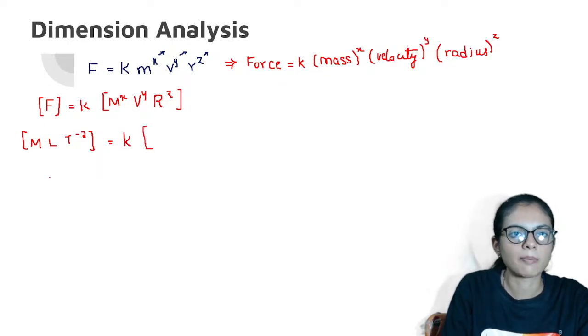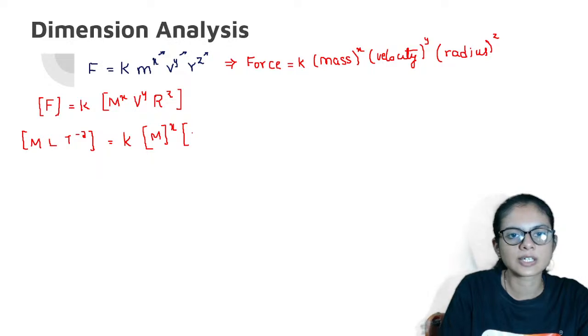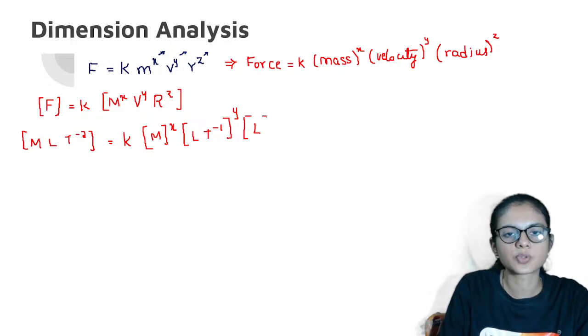Then we have mass, which is written in the format of M power x. What was the dimension of velocity? L T minus 1. So the dimension of velocity is L T minus 1 whole power y, because v has the power y, so the dimension of v will also have the power y. Then what is radius? Radius is nothing but a distance, measured in terms of length, so length power z. Clear? See, so simple it is.